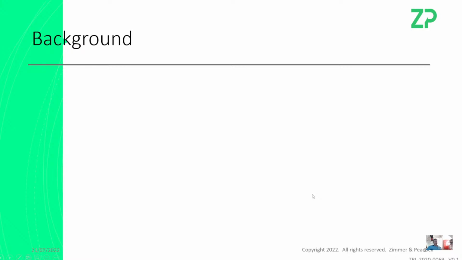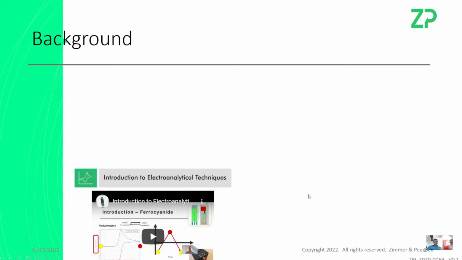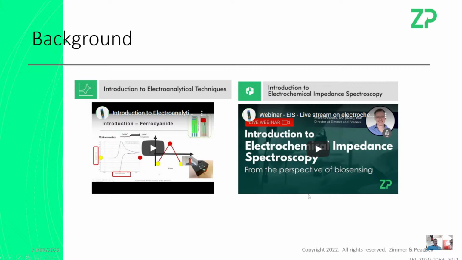So the first one is on electrochemical impedance spectroscopy. Just to say, we do have a couple of videos. I said earlier on, take a look at the ZP Academy, but also there are a couple of videos for free. If you take a look at our knowledge base and our educational videos, you will find a couple of videos there that will also be useful.